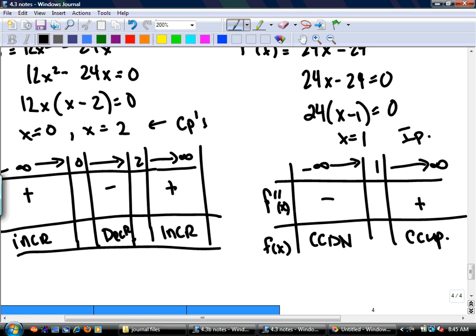So we answered all the questions. Have we found an extrema? Have we built a table that tells us where a function's increasing and decreasing? Have we found the inflection point? Have we told you where it's concave up, concave down? Step 4, put pencil to page and draw a function.